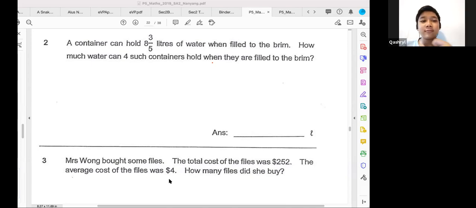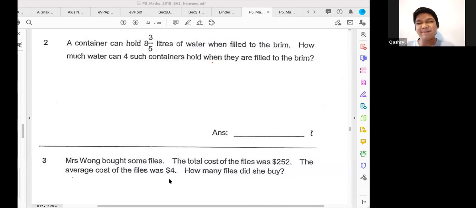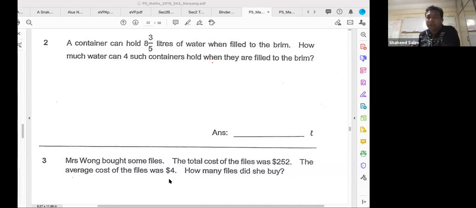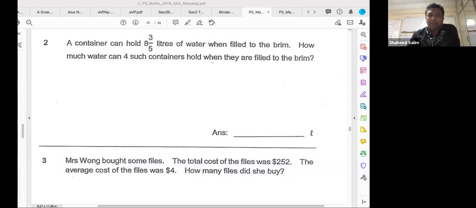Okay, Putra, do you remember the formula for average? What is the formula for average? Average equals to total divided by number. A and N. Okay, so you remember it, A and N.